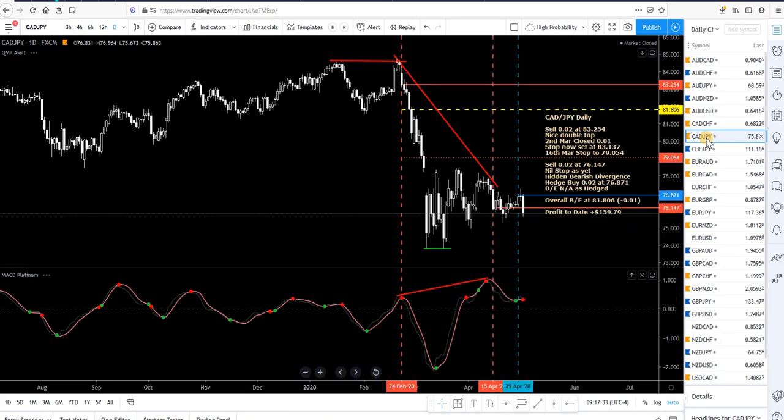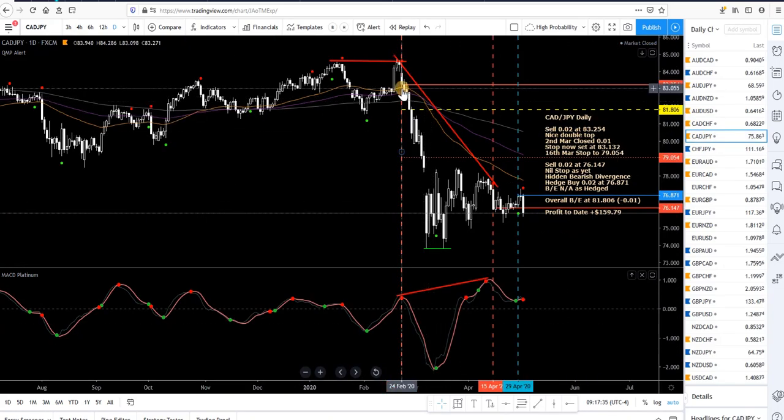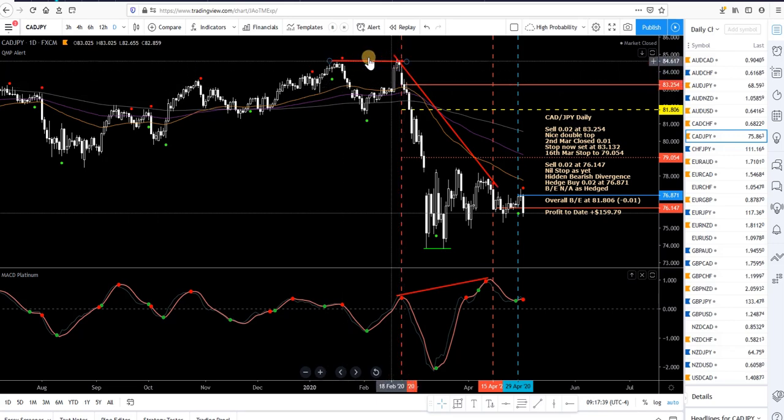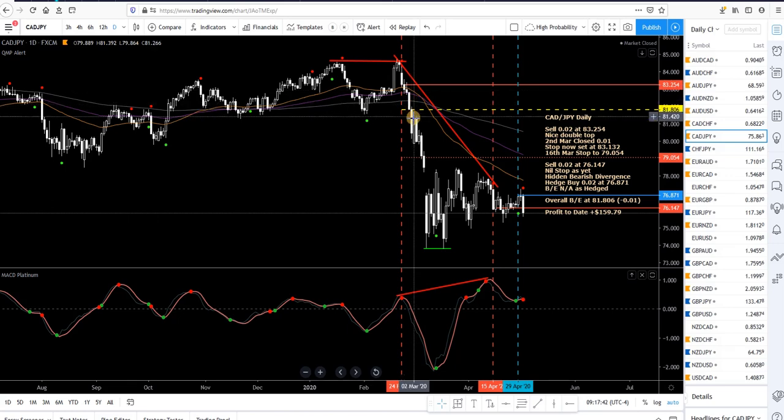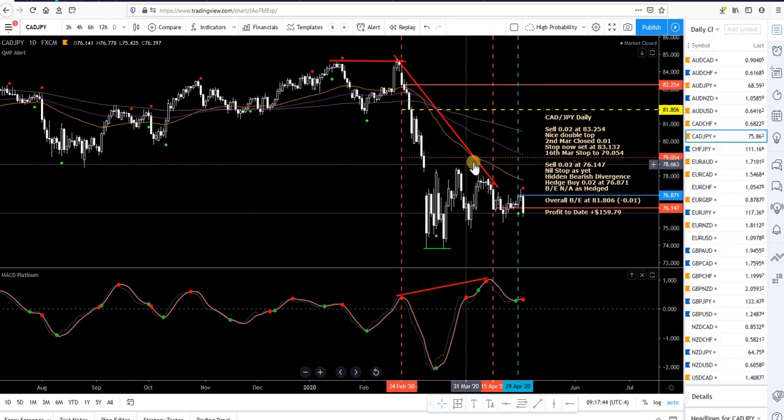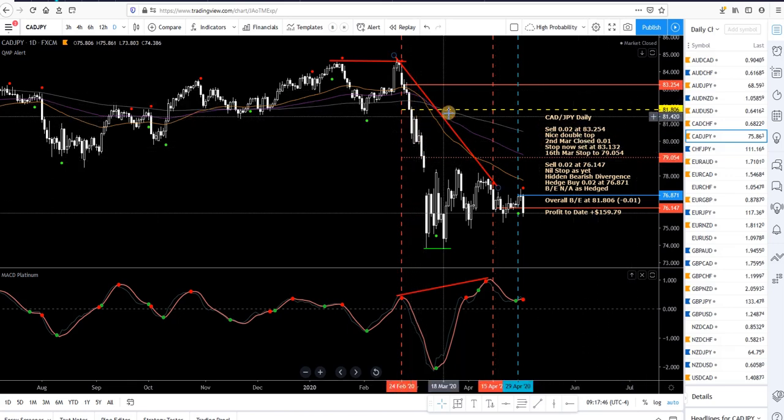CAD Yen. Good thing is with this one, I'm in a sell trade up here, which is a great little double top up there. Love my double tops, double bottoms. Now this has come down nicely. I've got a stop and place, so that's that taken care of.